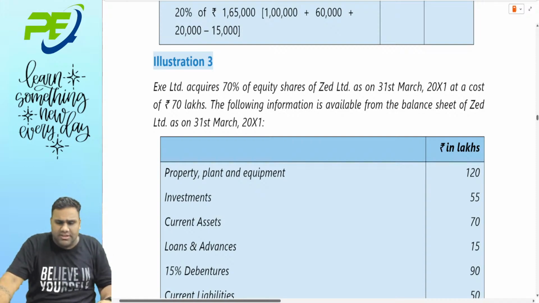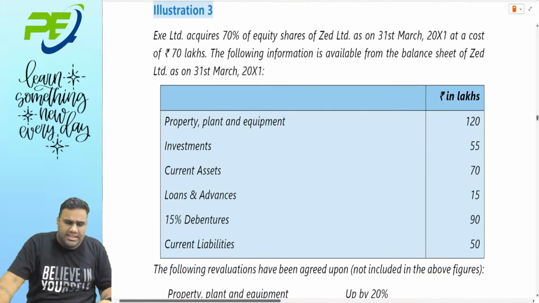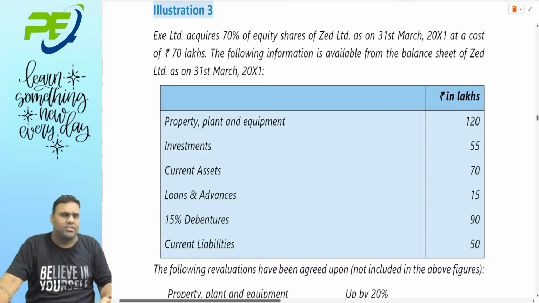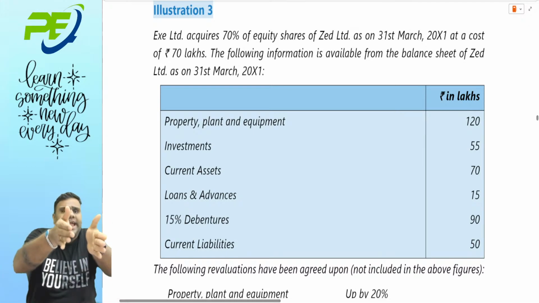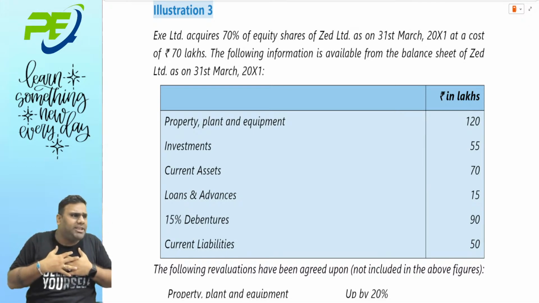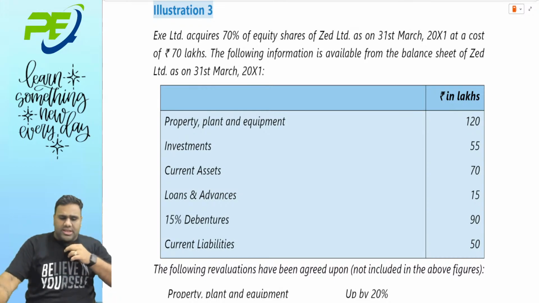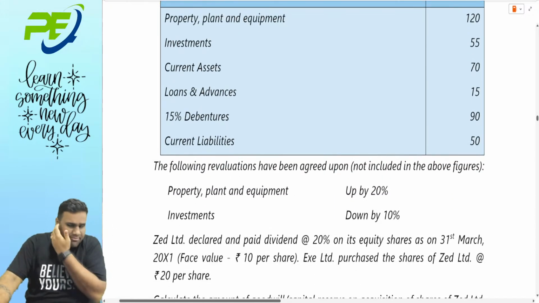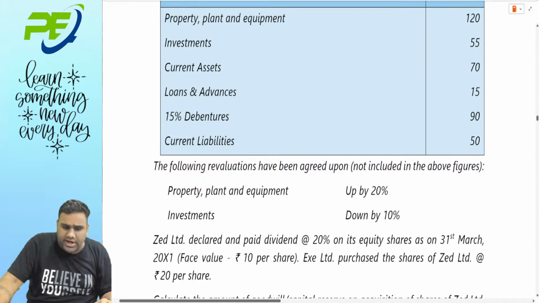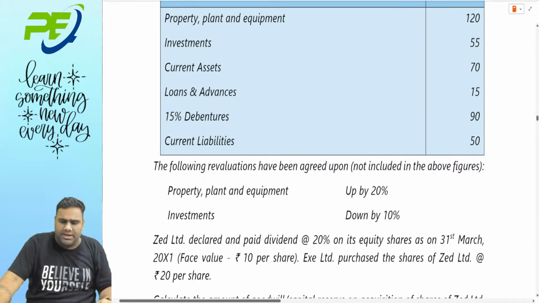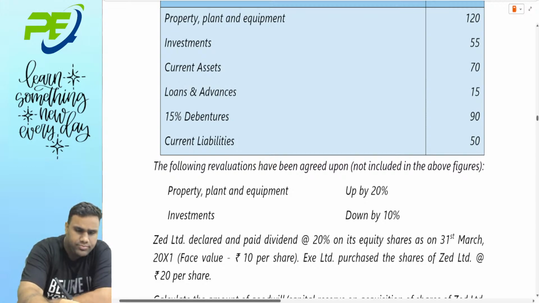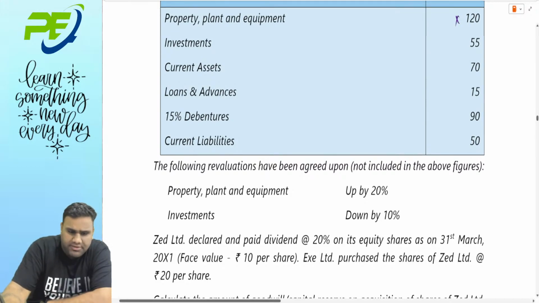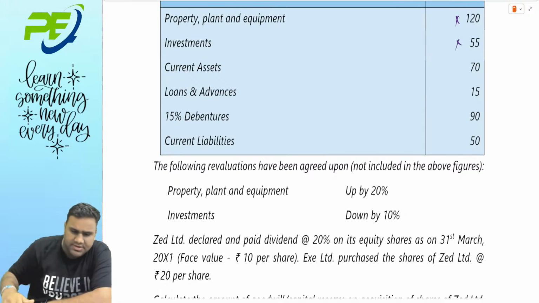The following information is available from the balance sheet of Z Limited. They have given a few assets and liabilities. But one thing is missing, which is share capital. On the date of acquisition, we would like to know share capital. That is not there. The following revaluation has been agreed upon, not included in the above figure. Property, plant and equipment up by 20%, investment down by 10%. So wherever we have an adjustment, I'll put a small mark there. Property, plant and equipment, we have an adjustment. Investment, we have an adjustment.